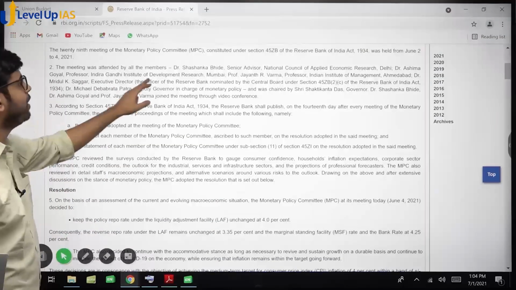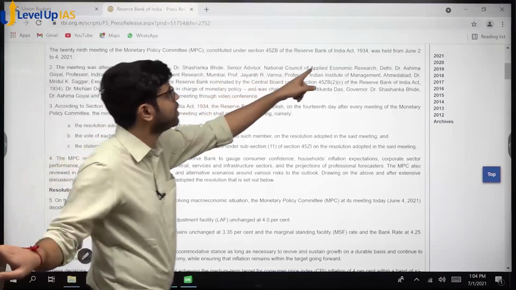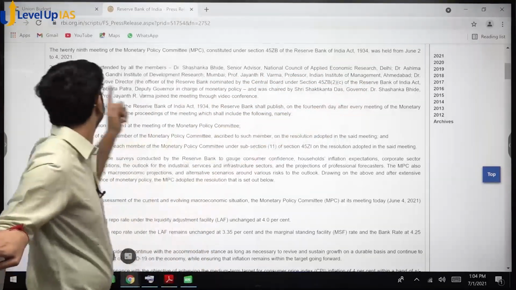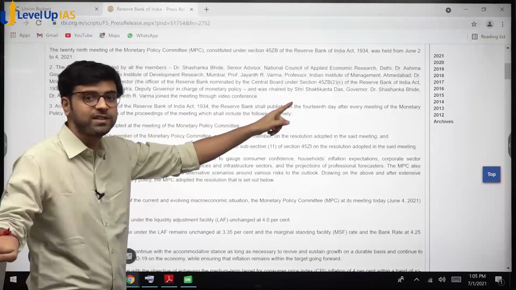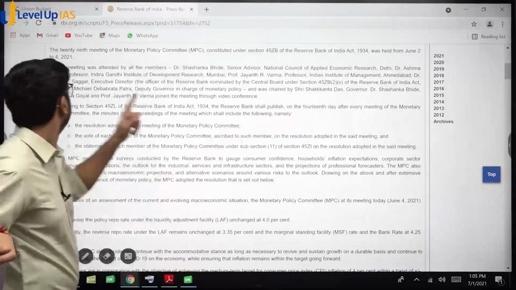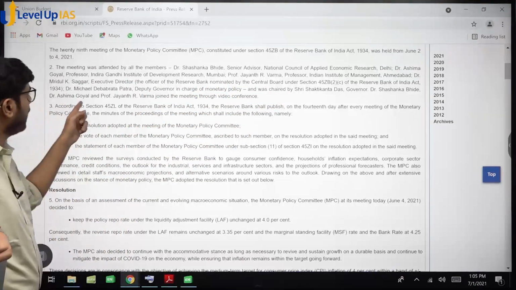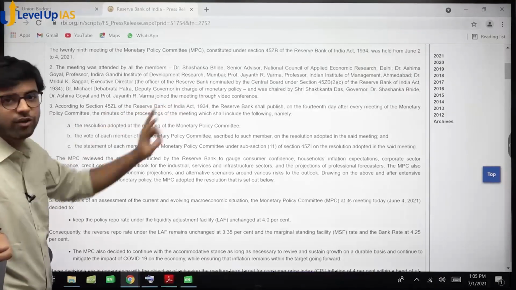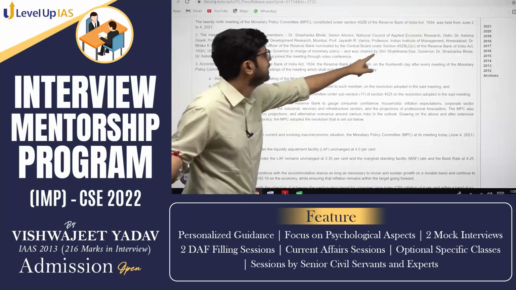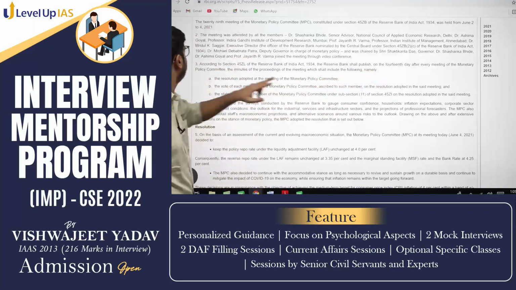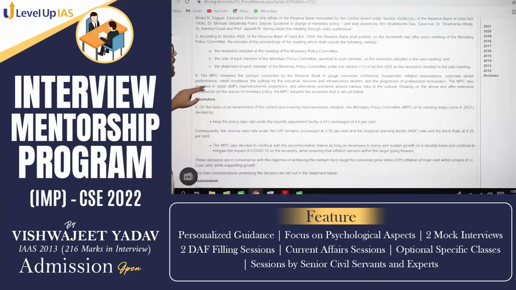The meeting was attended by all the members. Who are the members? See who are the members. Dr. Shashank Bhide, Senior Advisor, National Council of Applied Economic Research, Delhi. Dr. Ashima Goyal, Professor, Indira Gandhi Institute of Development Research, Mumbai. Professor Jayant Verma. See, all are professors here. Professor, IIM Ahmedabad. Dr. Mridul Saggar, Executive Director, Reserve Bank. Michael Debabrata Patra, Deputy Governor in charge of monetary policy. So one Deputy Governor we know. And Shri Shaktikanta Das, Governor. Dr. Shashank Bhide, Dr. Ashima Goyal and Professor Jayant Verma joined the meeting through video conference.